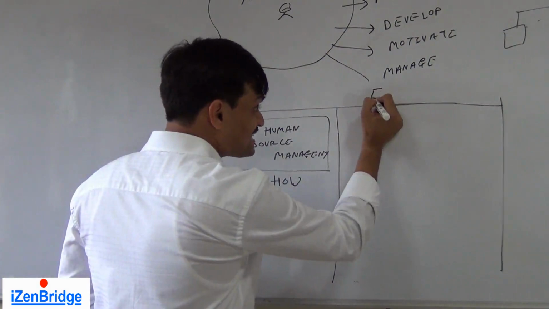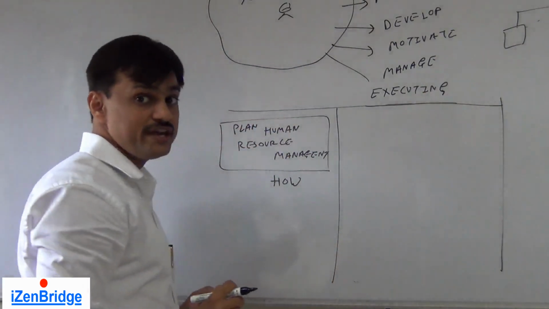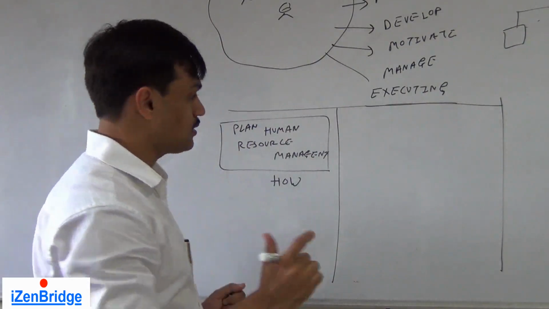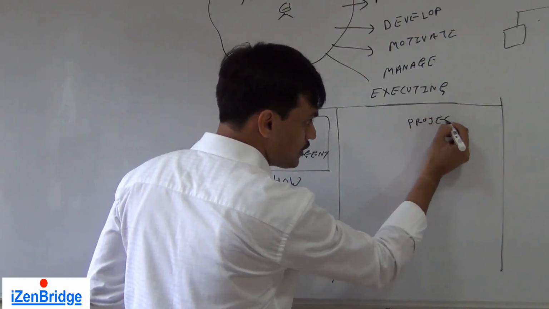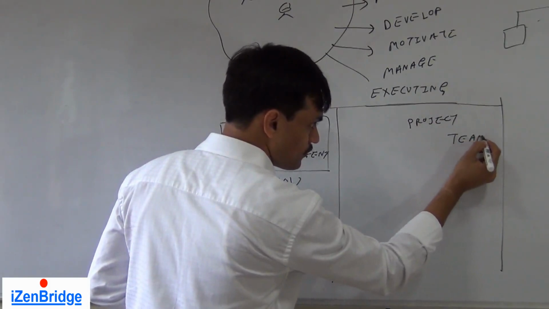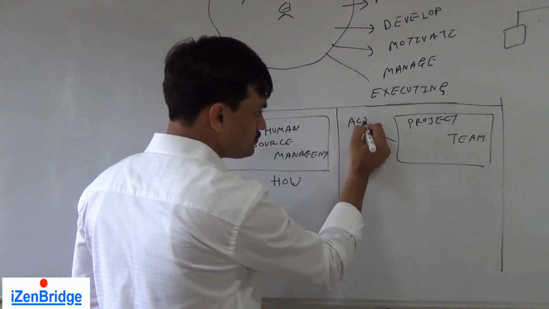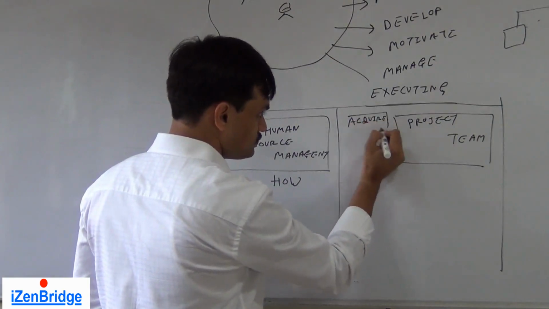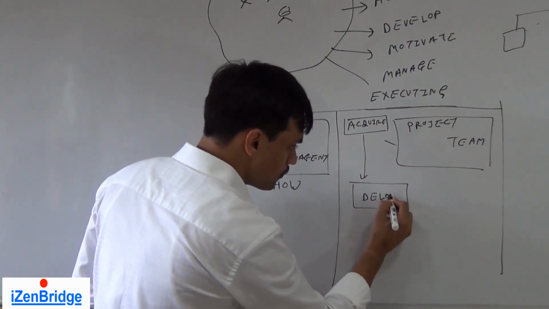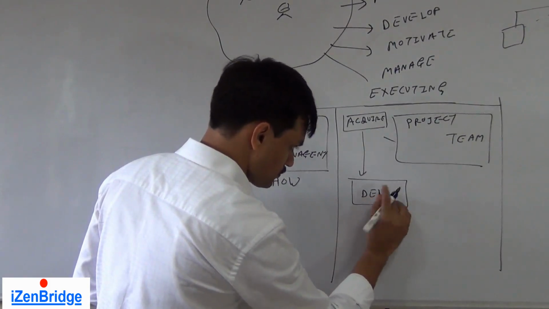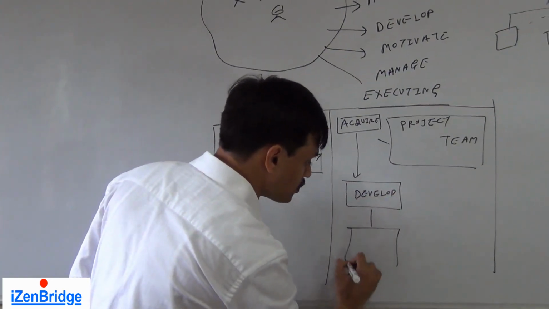Now, in the executing process group, we have 3 processes. What are they? They are all about the project team. They are about acquiring the project team, developing the project team, and managing the project team.